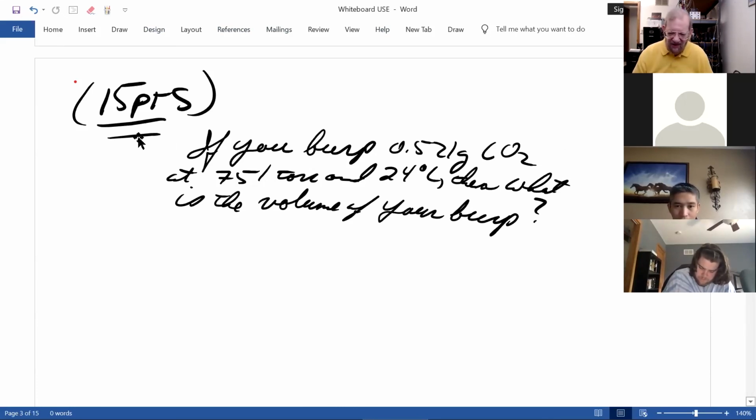Yes, 15 big ones. If you burp 0.521 grams of CO2 at 751 torr and 24 degrees C, then what is the volume of your burp? Let's do that again. If you burp 0.521 grams of CO2 at 751 torr and 21 degrees C, then what is the volume of your burp?